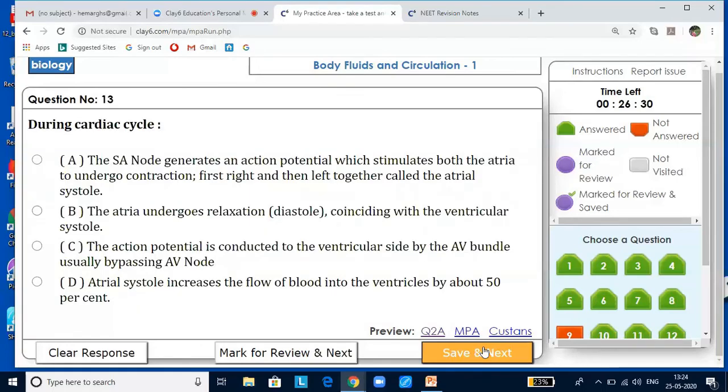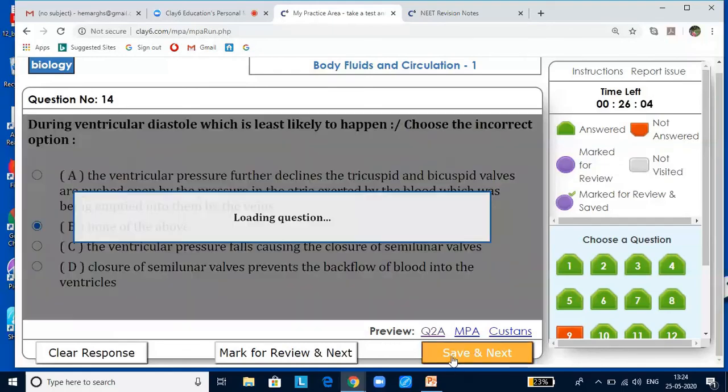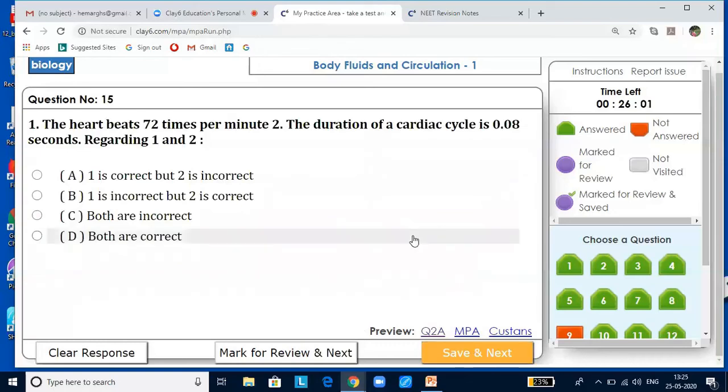During the cardiac cycle, atria undergo relaxation coinciding with ventricular systole. During ventricular diastole, which is likely to happen? None of the above. Heartbeat 72 beats per minute, yes. Duration of cardiac cycle is 0.08 seconds. No, it's 0.8. So 1 is correct, but 2 is incorrect.